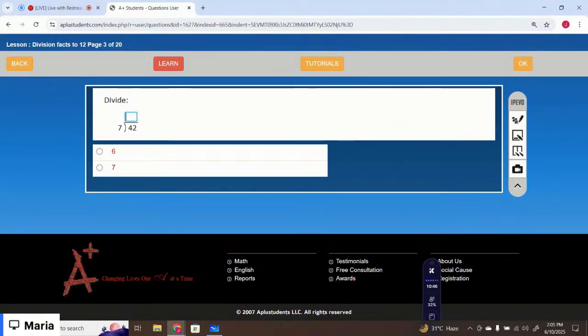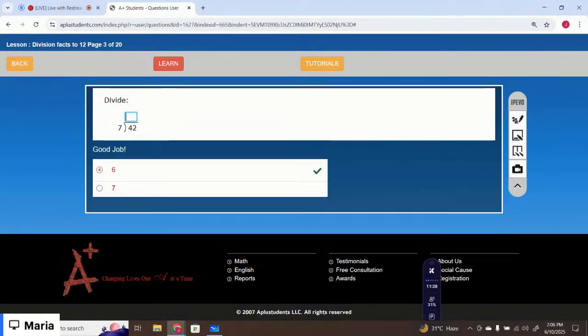Okay, can we divide by 7? 7 times what number is 42? 7 times 6 is 42. Option number 1 is the correct option. That is 6. 7 times 6 is 42.